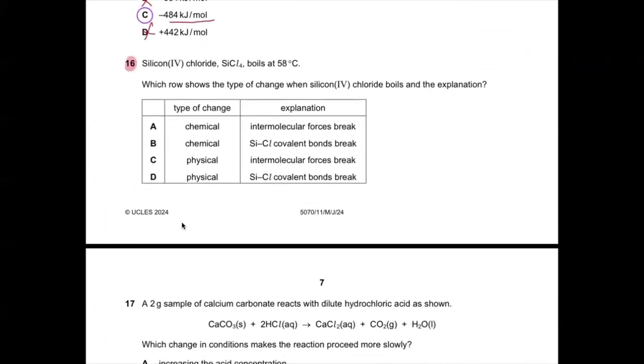Now, MCQ number 16. Silicon tetrachloride, SiCl4, boils at 58 degrees Celsius. Which shows the type of change when silicon tetrachloride boils and the explanation? Okay, so the change is not chemical when it boils. The change is physical, right? So it means A and B go wrong. Intermolecular forces break. Yes. Silicon chloride bonds break? No, not at all. It stays SiCl4, right? So D goes wrong. It means C is the correct answer.